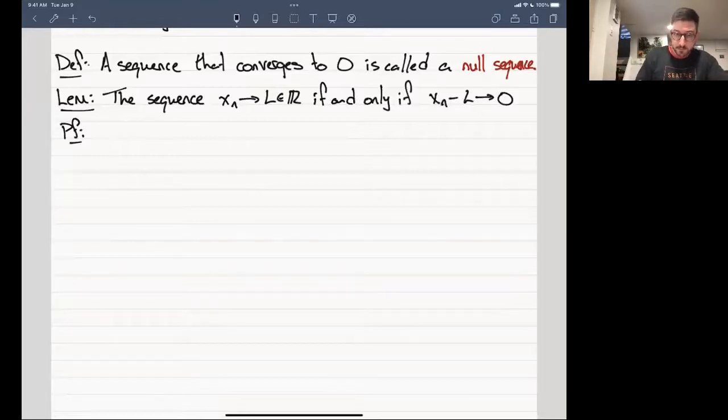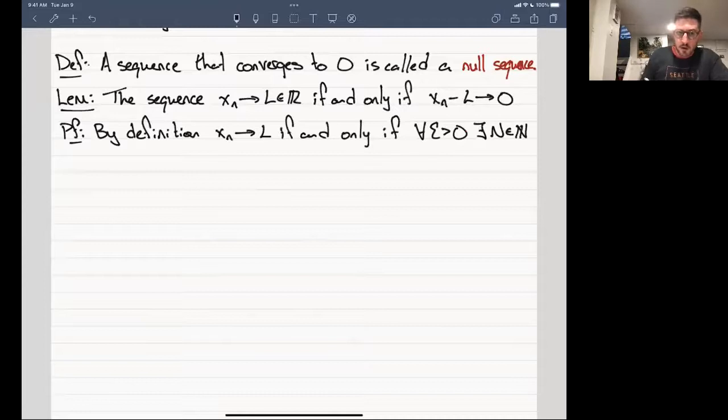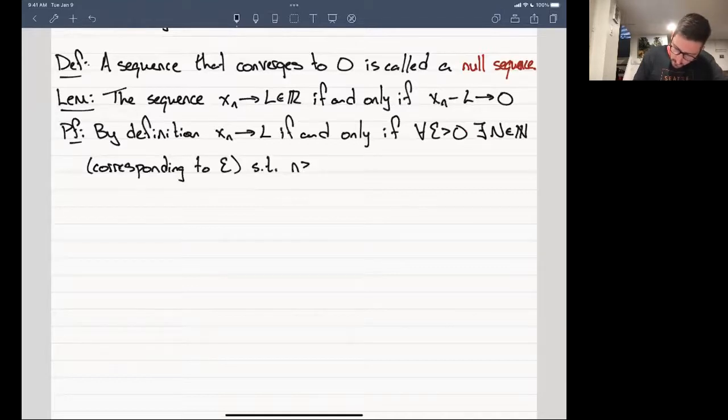So let's take a look at this. By definition, xn approaches L if and only if for all epsilon greater than 0, so we're going to use the definition, there exists a natural number N, again corresponding to epsilon, such that when you look beyond this capital N in the sequence, this gives you that the absolute value of xn minus L is less than epsilon.